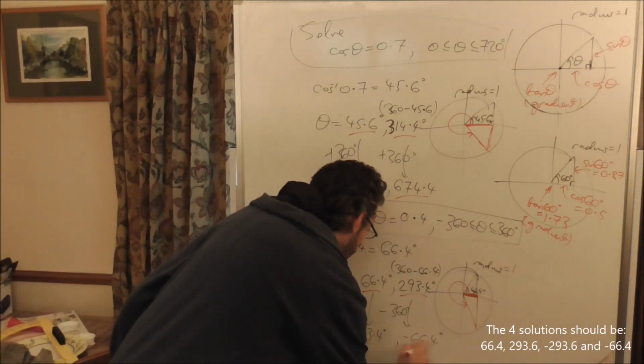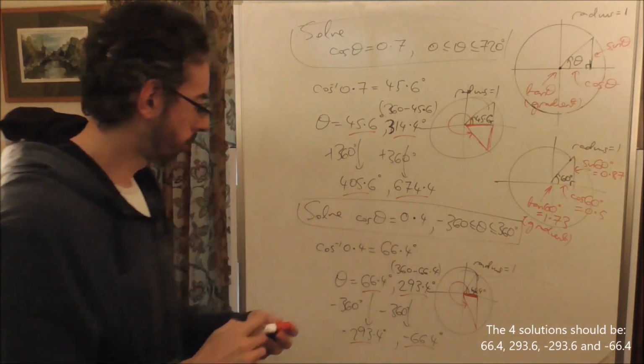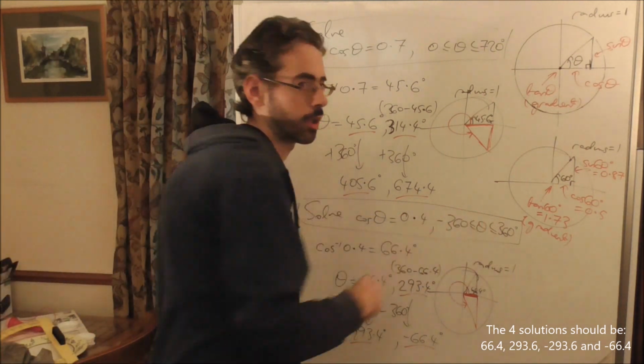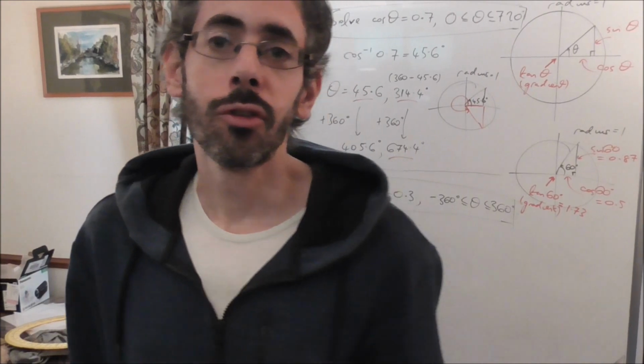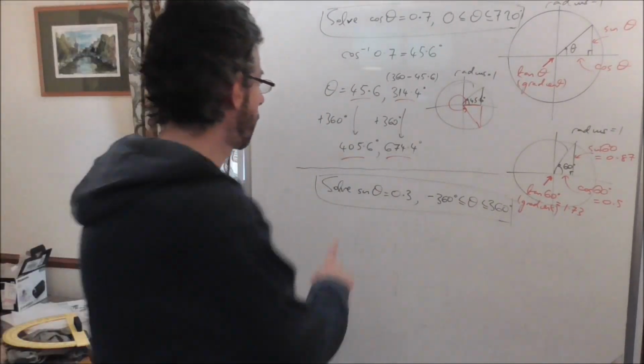You couldn't take away 360 again because you'd go below minus 360. So those are the four solutions for this range. For my next equation, I'm going to do a sine theta equation.